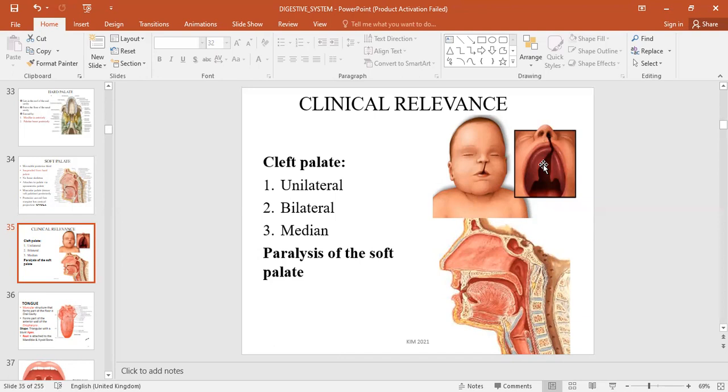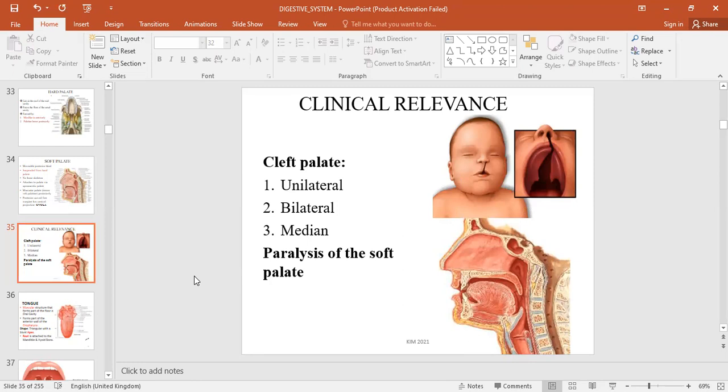Okay. So if both are present, then you call the condition cleft lip and cleft palate. So it usually goes hand in hand. And there are types now. There's unilateral cleft palate, which is on one side. Then you have bilateral cleft palate, where on both sides there will be a gap here going into one nare and a gap going into another nare there. Then we have a median cleft palate and lip, where there's a gap in the midline here. Okay. So the commonest ones are unilateral, where it is one side. Okay.